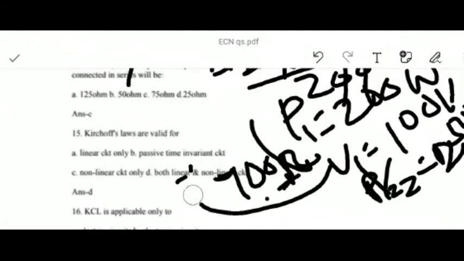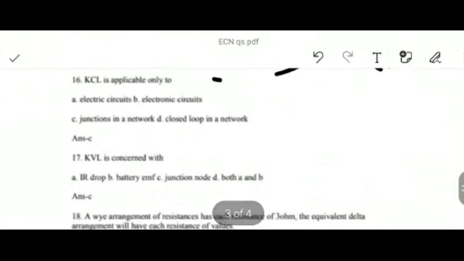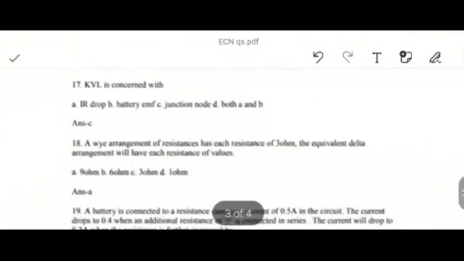Now in the 15th question, Kirchhoff's laws are valid for. You should know that Kirchhoff's law is valid for everything, linear, non-linear, all of these. So option D will be the correct answer, linear and non-linear circuit. KCL, Kirchhoff's current law, is applicable to junctions in a network. Here option C will be the correct answer. Junctions in a network means in a network there are many loops and junctions. So option C will be the correct answer.